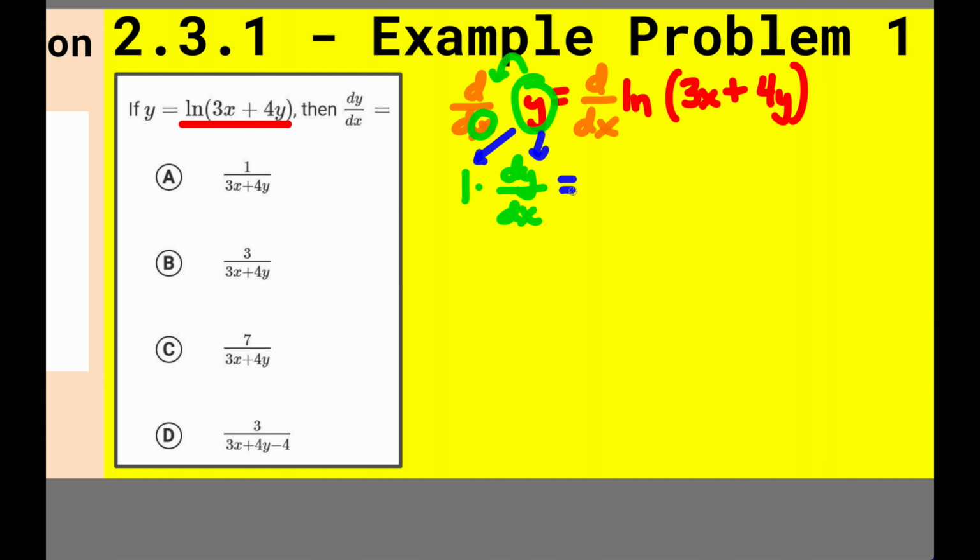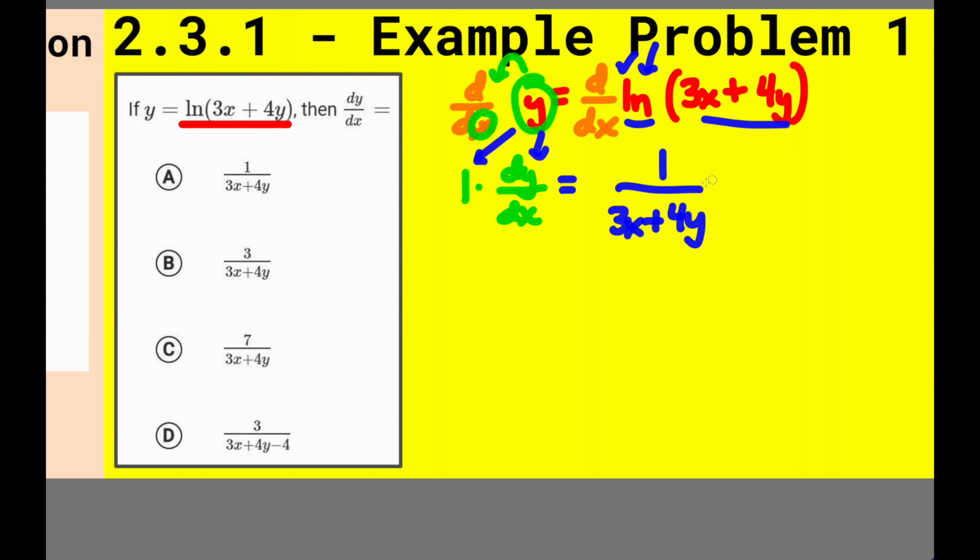Again, if you don't know why, you can go back to the spreading the vegetables explanation, or you can just know that's the rule, you have to follow the rule. This other one is chain rule, because we have a function inside of this ln function. So we're going to do the derivative of the outside layer first, which is the ln. So it's going to be 1 over 3x plus 4y. So that's the derivative of this layer, ln.